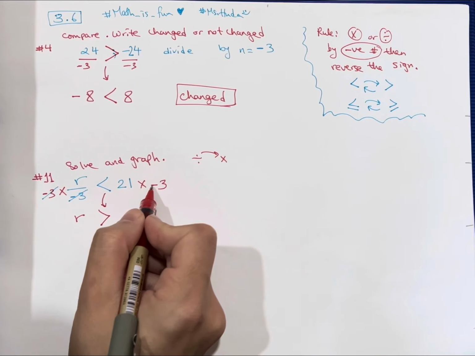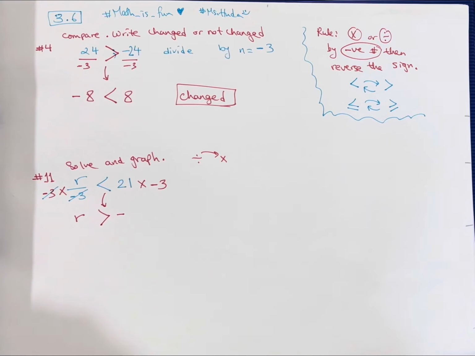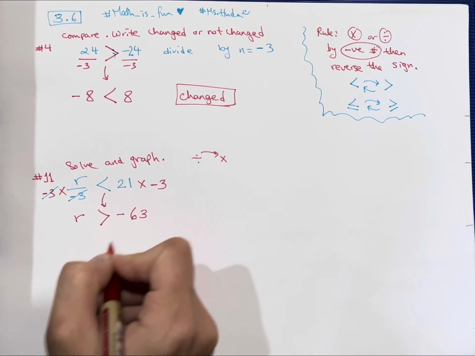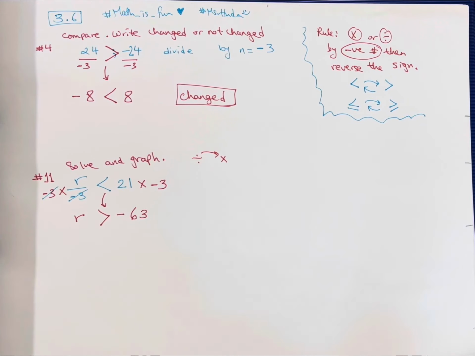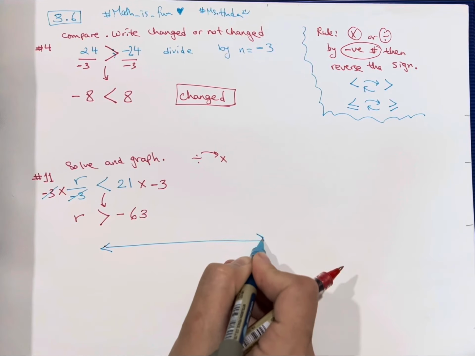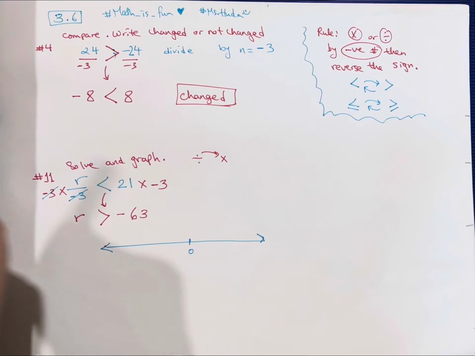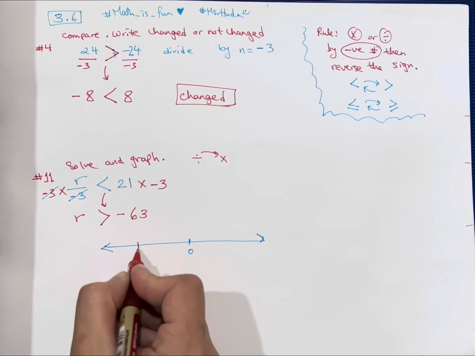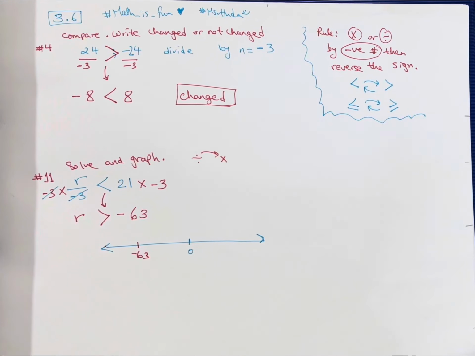Now, negative times positive is negative. For different signs, negative. 3 times 1, 3. 3 times 2 is 6. So I will get r is greater than negative 63. We're not done. Be careful. We have to graph it. So I draw my number line. Okay, and this is 0. Now, negative 63, you can plot it anywhere here. All right, so I'm going to plot it here, negative 63.